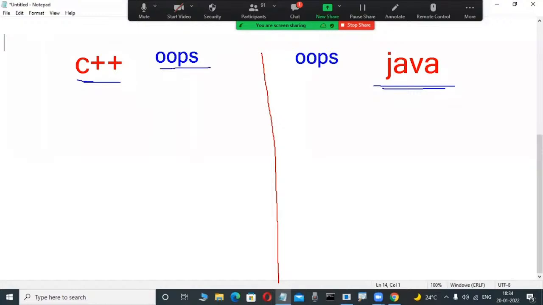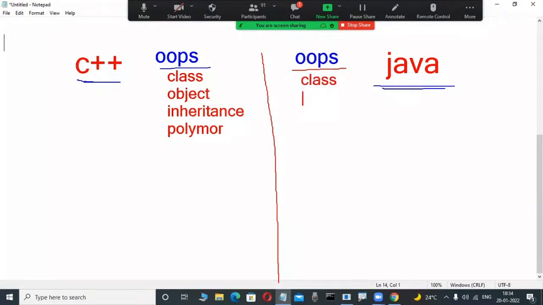Maybe some fellows have an idea about OOPS concepts. Class is a concept. Object is a concept. Inheritance is a concept. Observe here, polymorphism is a concept. Maybe so many fellows have an idea. Same here in Java also: what is a class? What is an object? What is inheritance? What is polymorphism? So many concepts are there. That's why conceptually class, object, inheritance, and polymorphism are conceptually the same.